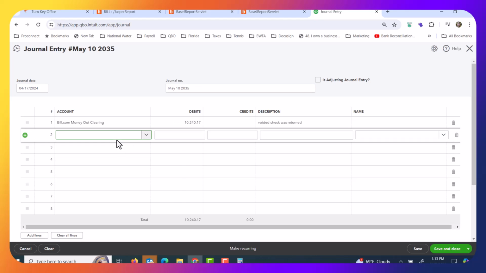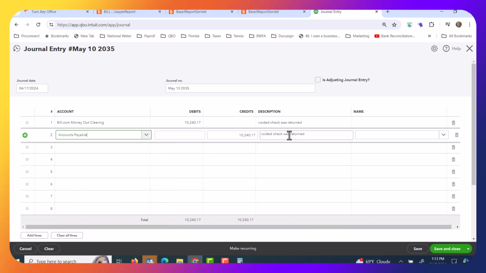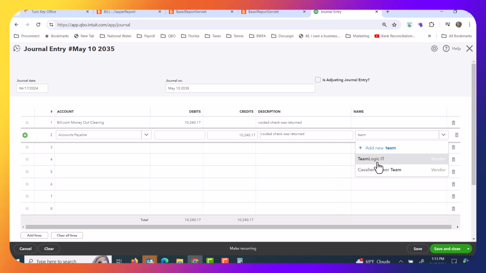And then accounts payable is the corresponding transaction because you need to know who didn't get the check. So you would post that to TeamLogic IT. Now, I don't have to do this because I'm using QuickBooks Online. But if I was using Desktop, I would have to go in and make this entry manually because it does not post voids.